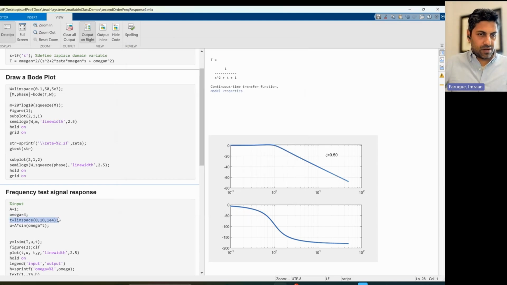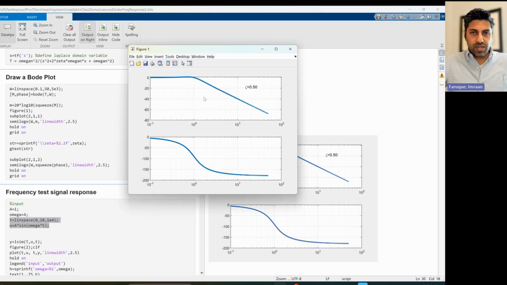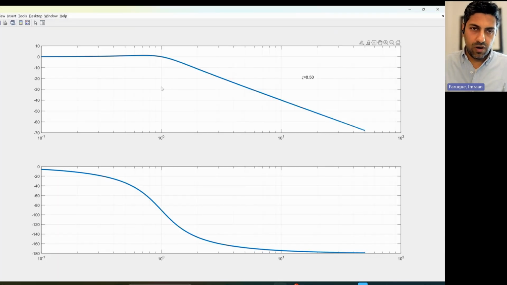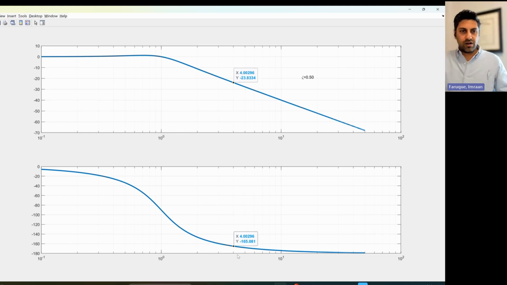So we're creating an amplitude of 1, frequency of 4 radians per second, and we're just going to put that in with no phase angle. That means that we should be somewhere around here, at 1, 2, 3, 4. We're seeing about minus 24 decibels, and we should have minus 165 degrees in terms of phase angle.